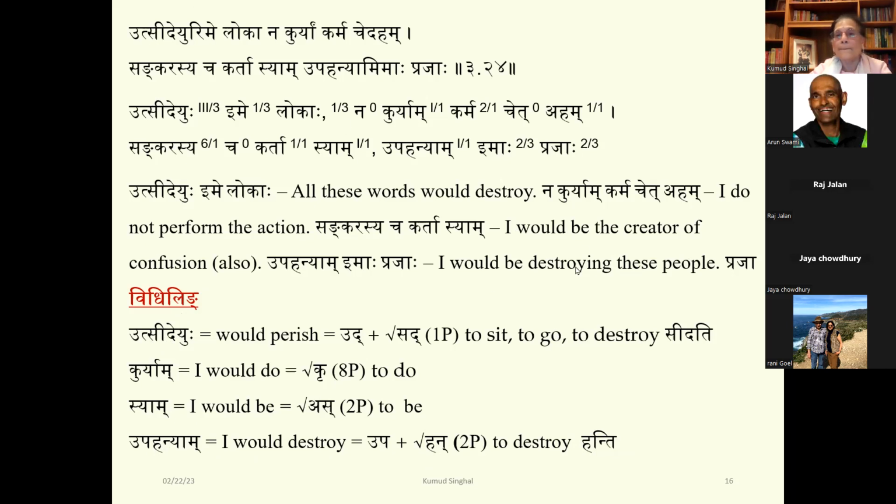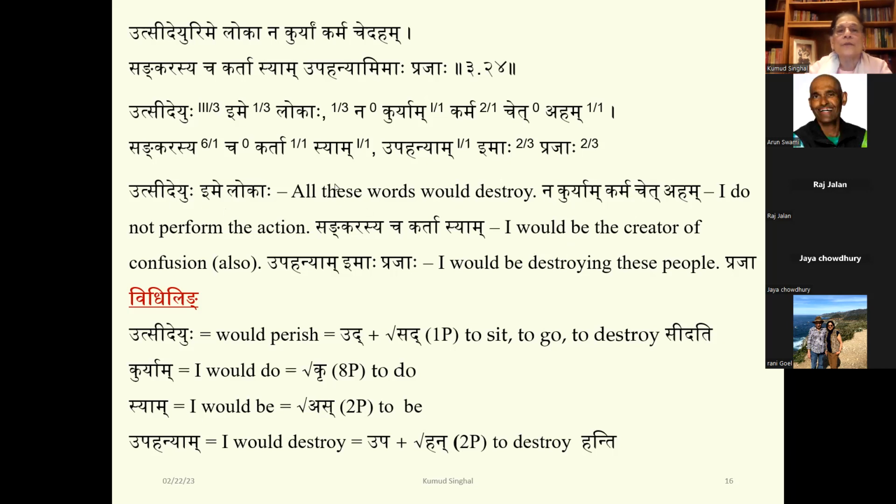Kumuji, yes. Here, instead of using ma, they have used na. So instead of saying ma kuryam, they have done na kuryam. That's okay, right? Let me see one thing. Here it is not a prohibition. See, here it is na kuryam karma chet aham, right?